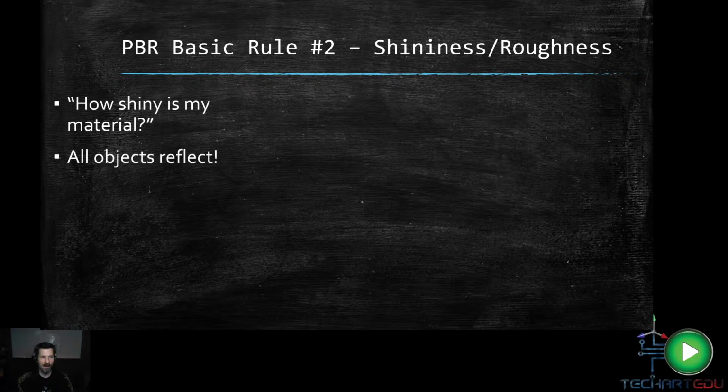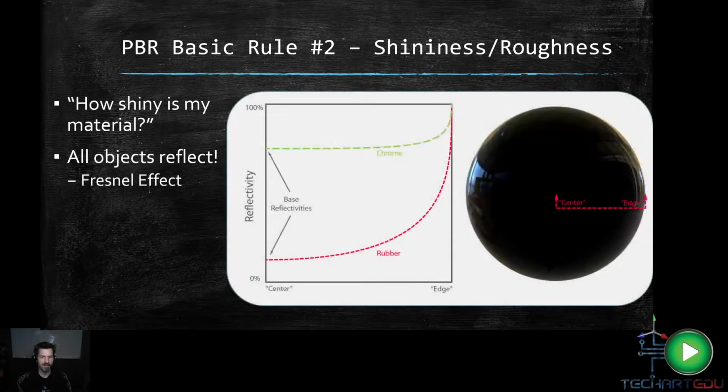Okay, all objects have some kind of reflection. That's why there is shininess or roughness: it's how much the object reflects. Even chalk, which is about as rough as you can get, still reflects light somehow. That reflection is called the Fresnel effect, and let me give a quick introduction of the Fresnel effect.